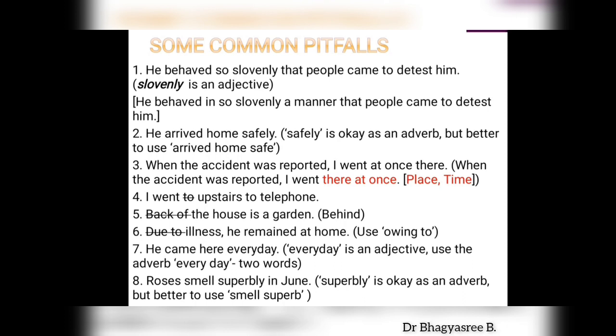Then the fourth point is, I went to upstairs to telephone. See, here you have to use the sentence without to. I went upstairs to telephone. Then fifth point is, back of the house is a garden. Instead of back of, you can use behind in this sentence. Behind the house is a garden. Sixth point is, due to illness he remained at home. So it is better to use owing to. Owing to illness he remained at home.